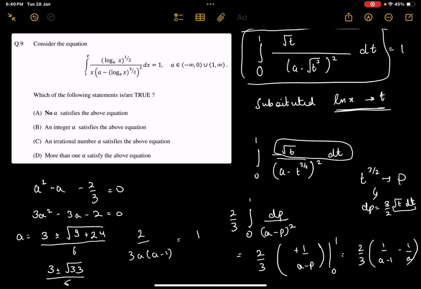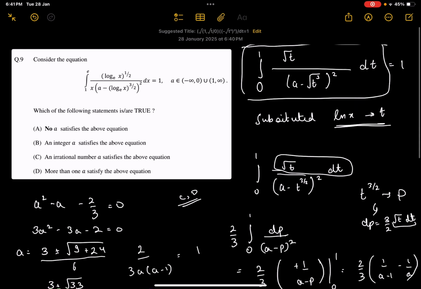So the answer is C and D, because this clearly is an irrational number. It satisfies the above equation, and we have two distinct a's for which this equation is true. So answer is C, comma D.